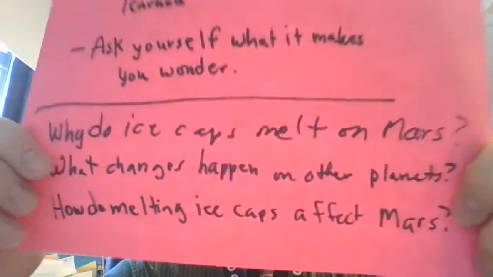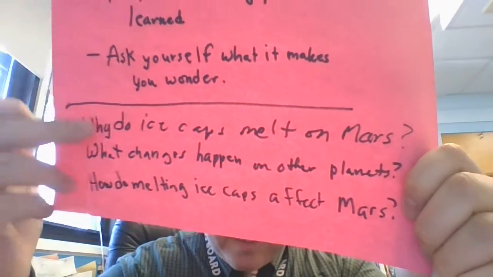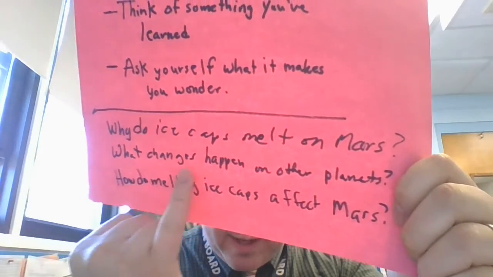Last time we were talking about how you can use what you know to come up with what you want to find out. We were talking about these ice caps on the planet Mars. That was the example I was using, and so I've decided that I was going to explore one of my questions. Here's the questions that I wrote last time, and I think what I'm going to look at is what changes happen on other planets.